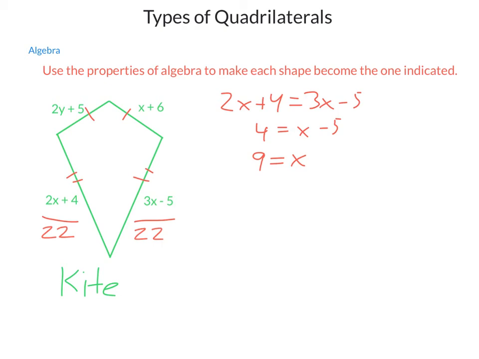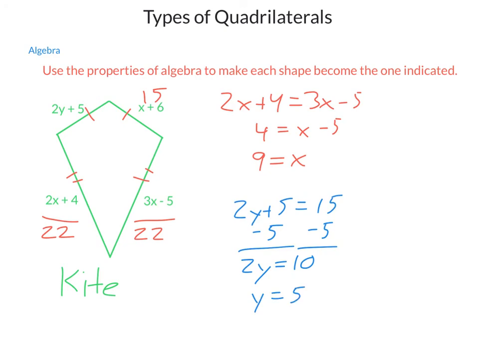Now, if I use that same 9 and substitute in the upper right, 9 plus 6 would give me a value of 15. Now, if the upper two are supposed to be congruent as well, then 2y plus 5 would have to equal 15. And that would give me the opportunity to set up my other equation. 2y plus 5 equals 15. Subtracting 5 from each side, I have 2y equals 10. Dividing by 2, y equals 5. So 2 times 5 plus 5, 10 plus 5 gives me a total of 15. So I end up with 15 on my top left as well.